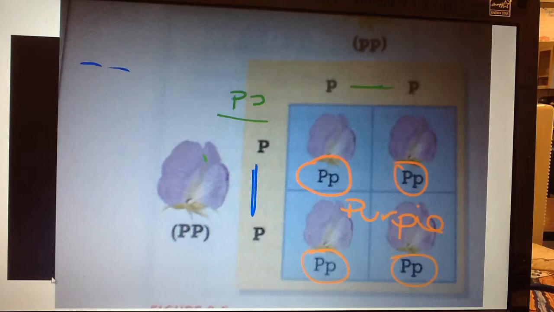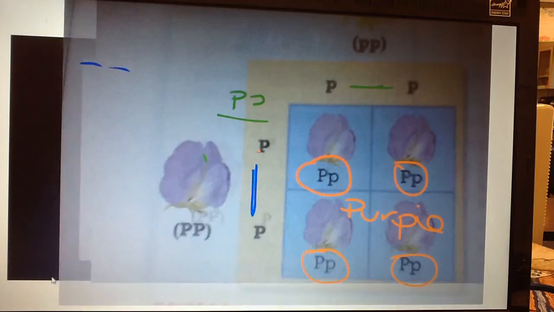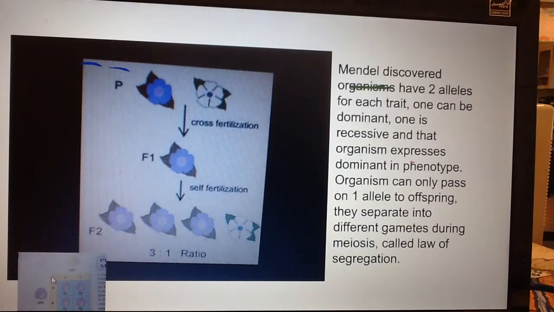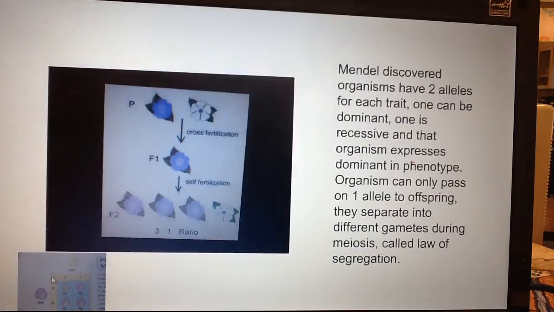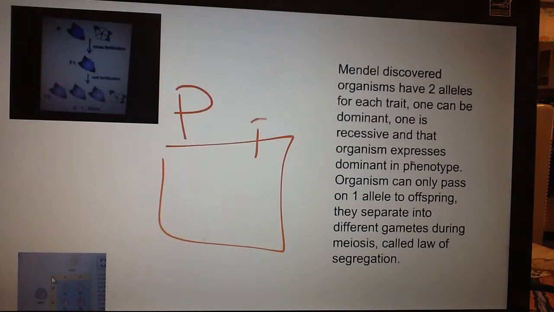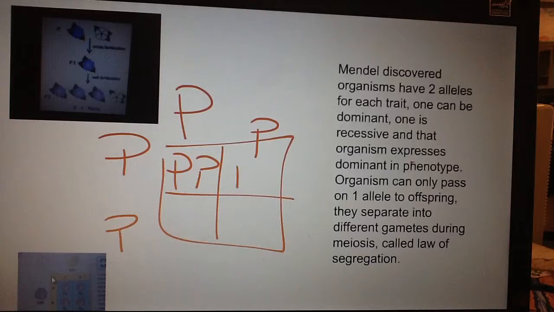But what Mendel found is that when he allowed this big P, little p flower to reproduce with itself, the recessive white flower showed up 25% of the time. Now, how does this happen? Well, if we were to look at a Punnett square for big P, little p, and we're crossing it with big P, little p, we can create an offspring that is homozygous dominant, big P. We can create a heterozygous offspring. We can create another heterozygous offspring, or we can create a homozygous recessive.